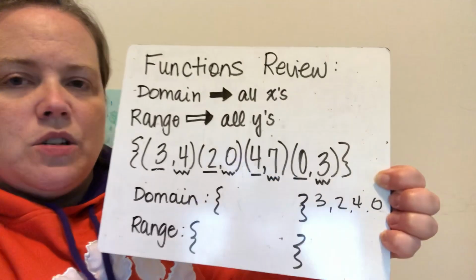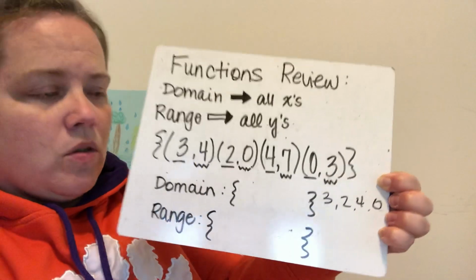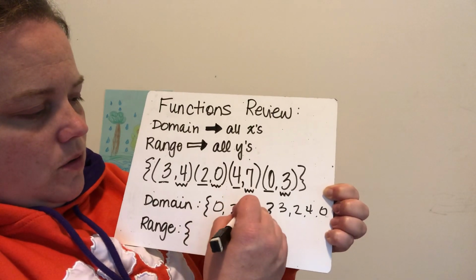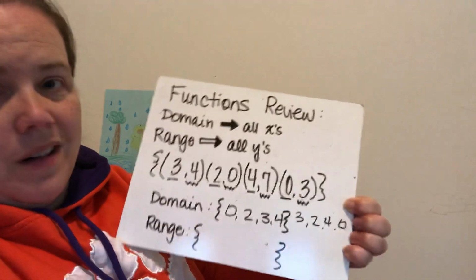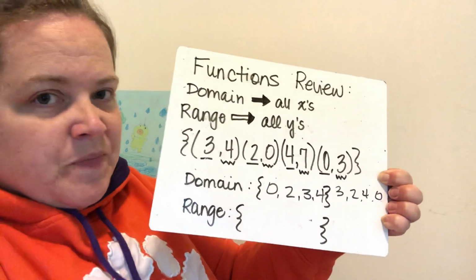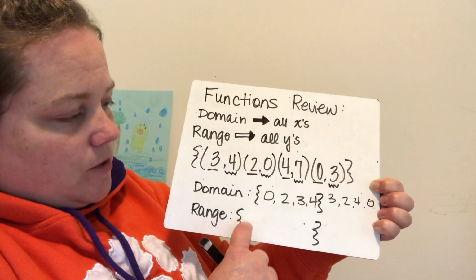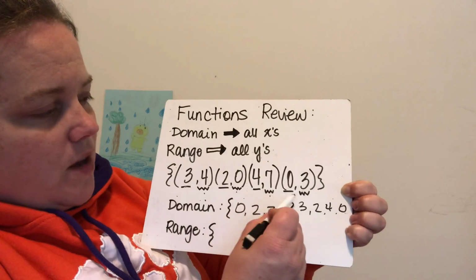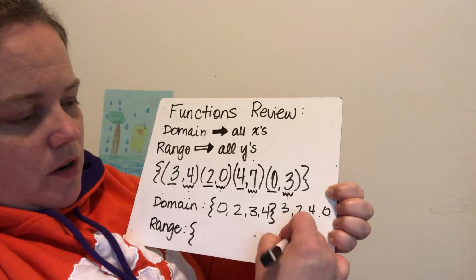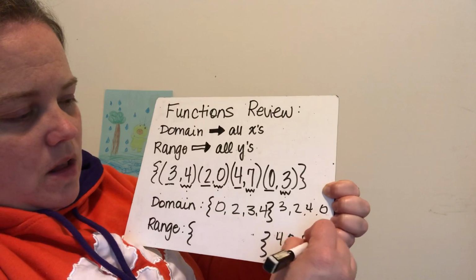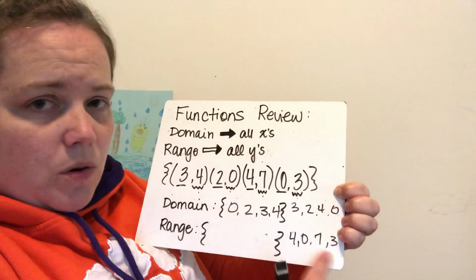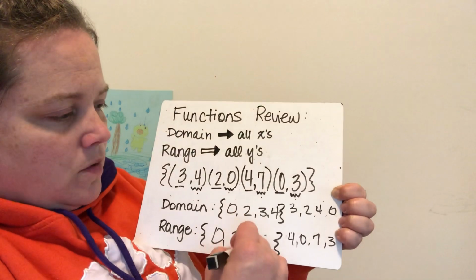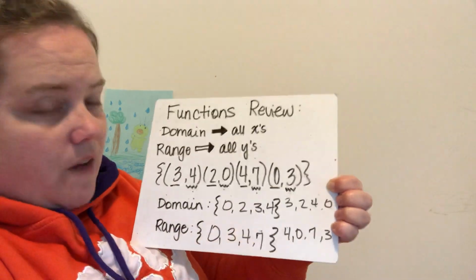All right, so 3, 2, 4, and 0. And I want to put them in numerical order. So I'm going to come down here and 0, 2, 3, 4. And that's it. I've determined my domain. Now I'm going to do the same thing for my range. So I've got 4, 0, 7, and 3. And I want to take these 4 points and put them in here in numerical order. So 0, 3, 4, 7.